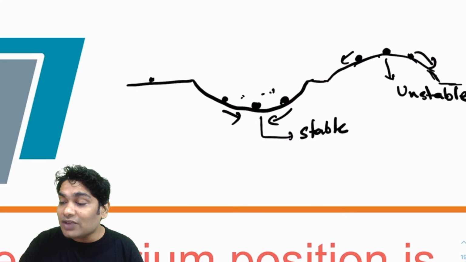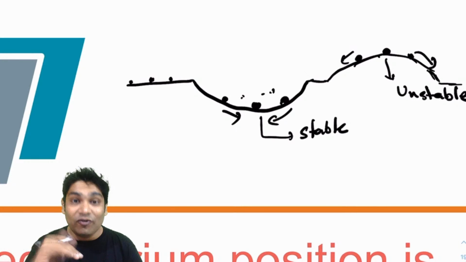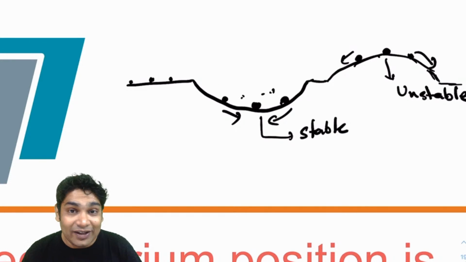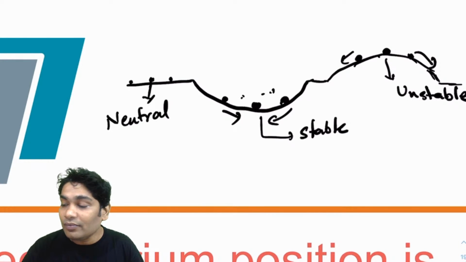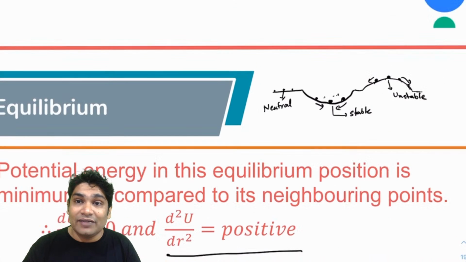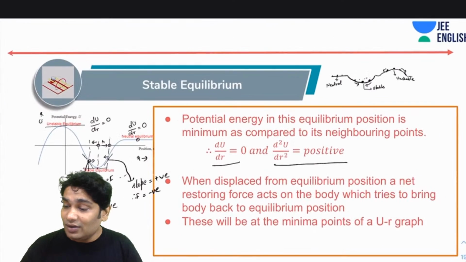However, suppose the mass was kept somewhere here. Now if I keep it here or here, what will happen? The moment I leave it, it won't go anywhere. It is happy being where it is. So this is called neutral equilibrium. Alright, I hope you understand the difference between stable, unstable and neutral equilibriums.